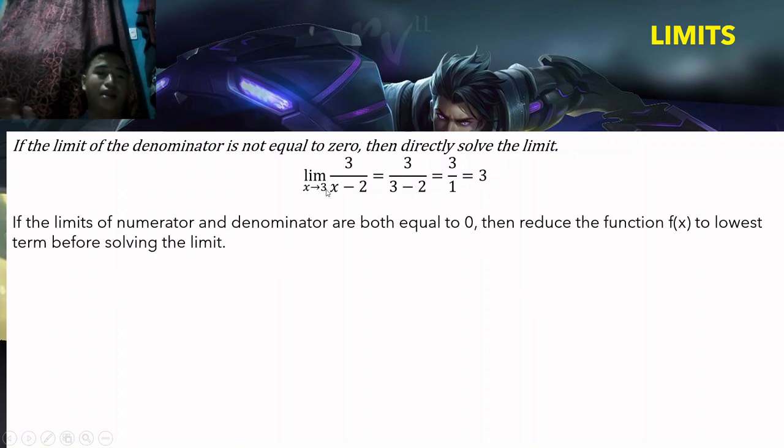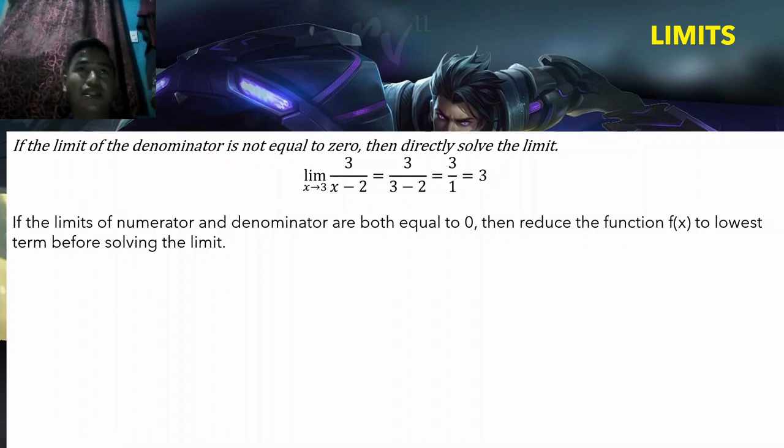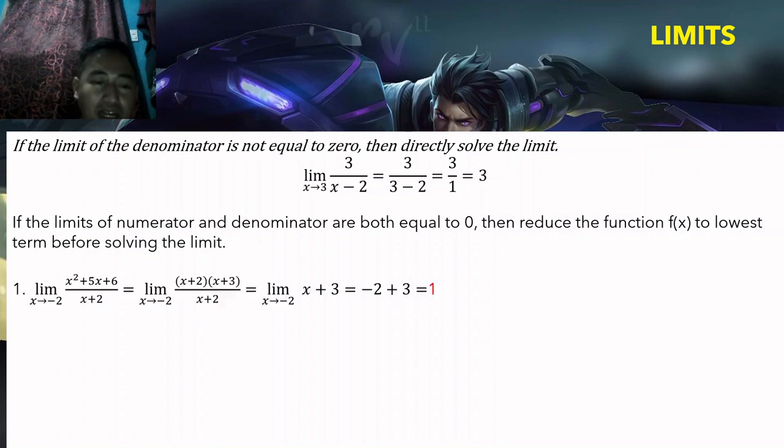Next class, if the limits of the numerator and denominator are both equal to 0, so what if the top is 0 and the bottom is also 0? What we do is reduce the function f of x to the lowest terms before solving the limit. Meaning if it is 0 over 0, we reduce the function first, because surely there is a factor in the numerator that is the same as in the denominator, then it cancels. That is the factor that makes the denominator 0. Okay? Let's look at the examples.